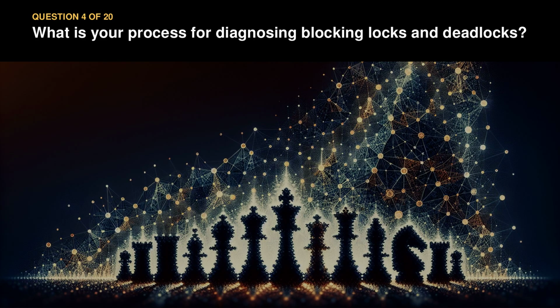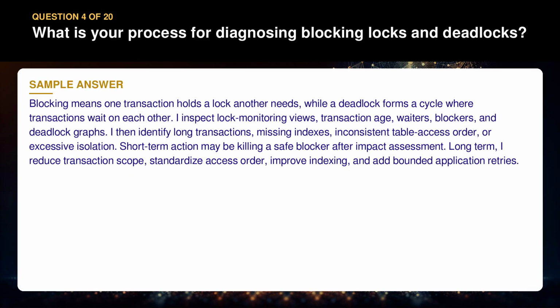Question 4. What is your process for diagnosing blocking locks and deadlocks? Blocking means one transaction holds a lock another needs, while a deadlock forms a cycle where transactions wait on each other. I inspect lock monitoring views, transaction age, waiters, blockers, and deadlock graphs. I then identify long transactions, missing indexes, inconsistent table access order, or excessive isolation.